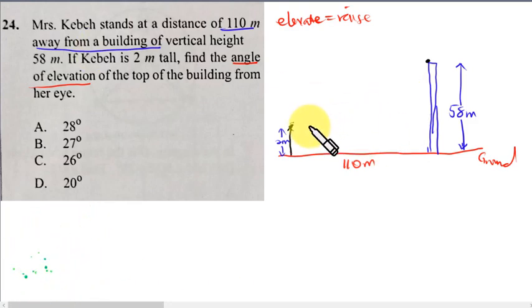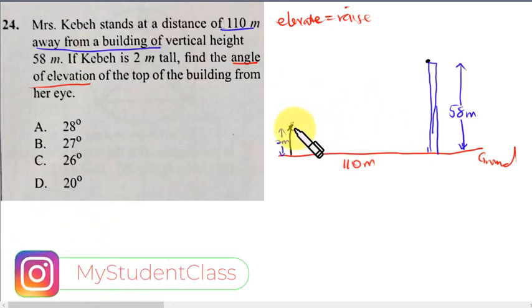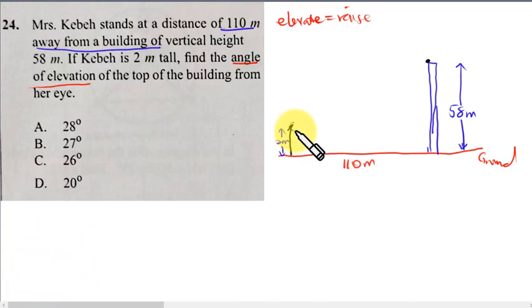So the angle of elevation simply means through which angle does Mrs. Kebe have to raise her eyes in order to look at the top here. What should be the angle that she has to raise her eyes to look at the top here? Before we even begin with the angle of elevation, we have to first look at what we call the horizontal eye level. That is, if Mrs. Kebe looks straight, this will be her line of sight. So we call this the eye level.